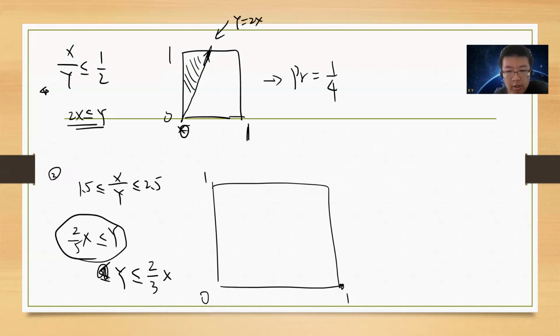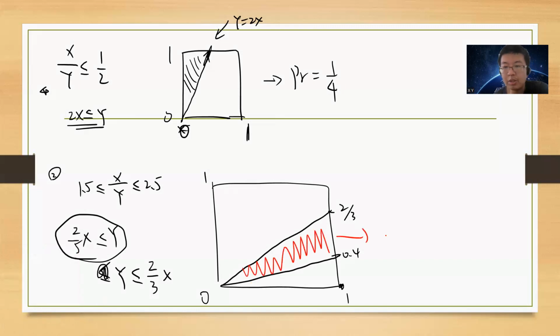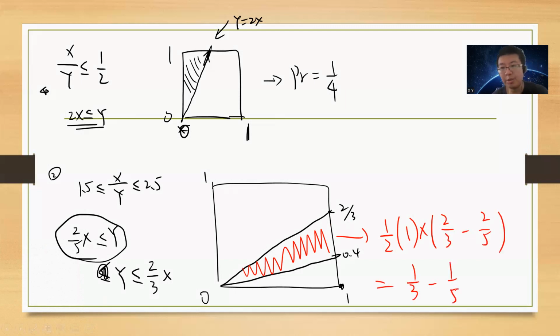If I plug 1 in for x, I get 0.4. So this must be the lower line, and the upper line is 2 divided by 3. Our answer must be this region. What is this area? It's half times 1 times 2 divided by 3 minus 2 divided by 5, so it's 1 divided by 3 minus 1 divided by 5. Okay, so we get the answer.